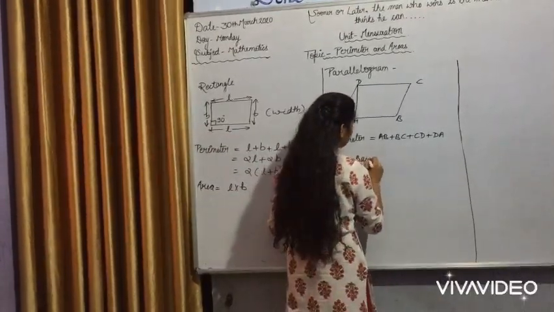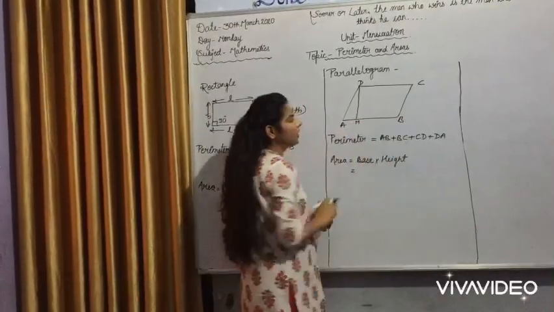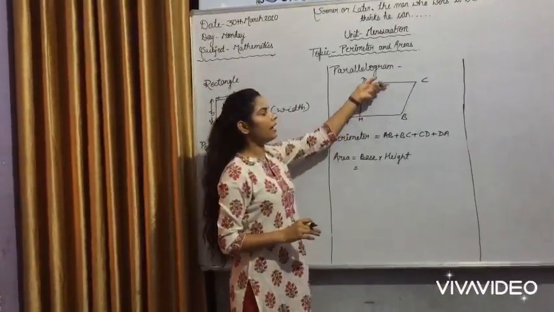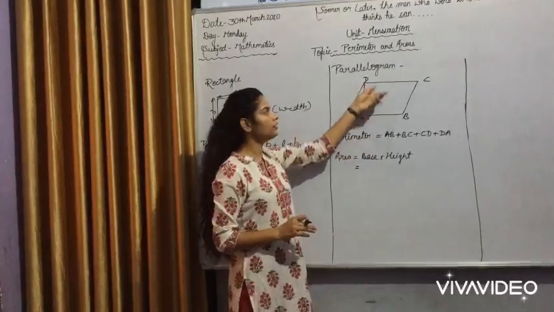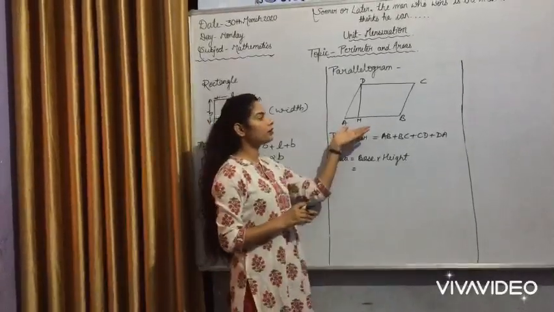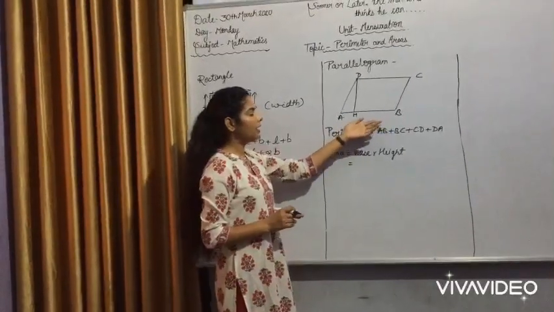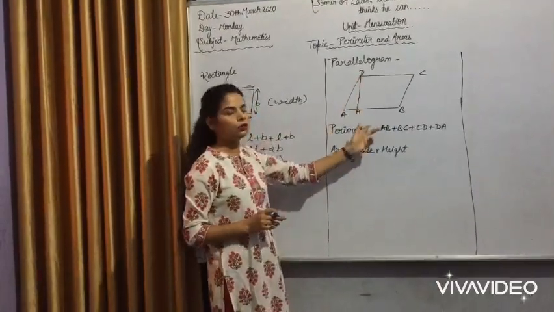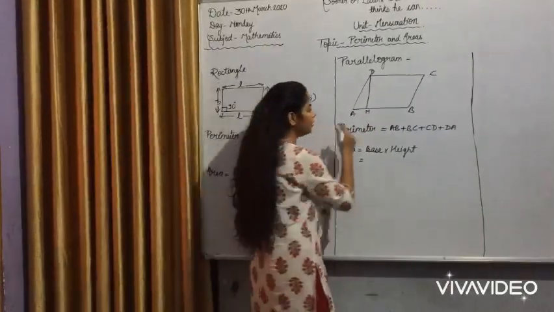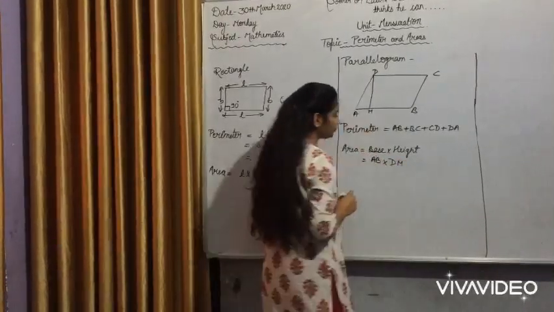Now, what is this corresponding height? Say, if I take AB as base, then the shortest distance between AB and CD will be called the corresponding height which corresponds to AB. Do you understand it? The height of this parallelogram corresponding to AB is called the corresponding height. So here area becomes AB multiplied by DM.